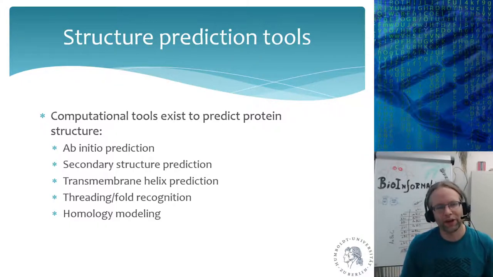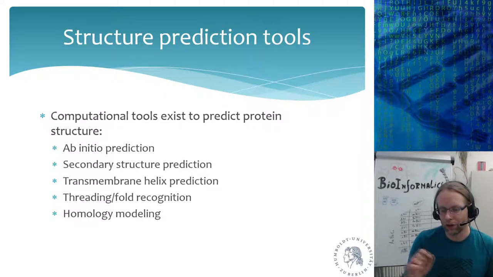Anyway, so there are a lot of different structure prediction tools, but they fall into these kinds of categories. Ab initio prediction is kind of the unsolved question in bioinformatics. How do you take the sequence of amino acids and then predict the tertiary or quaternary structure from it? Because that's the thing that we want to know. Primary and secondary structure are not too hard for computers. So secondary structure prediction is more or less solved.